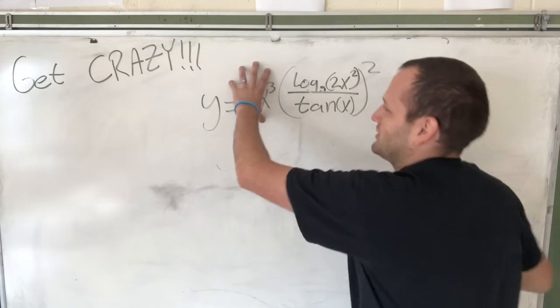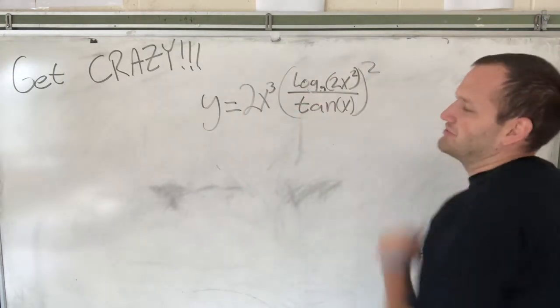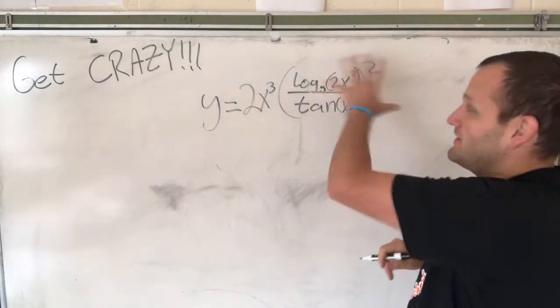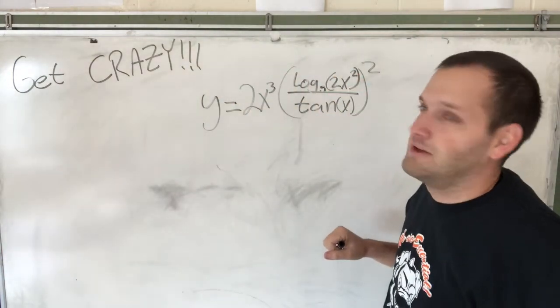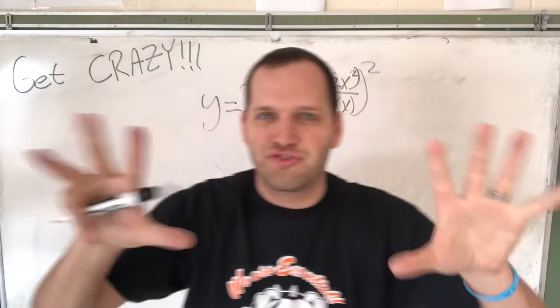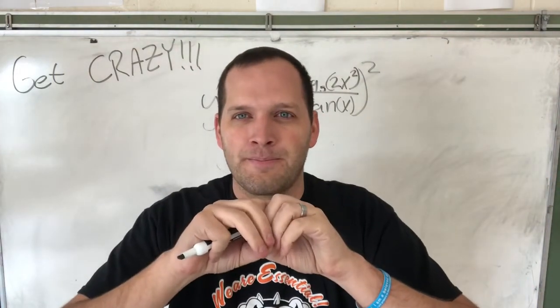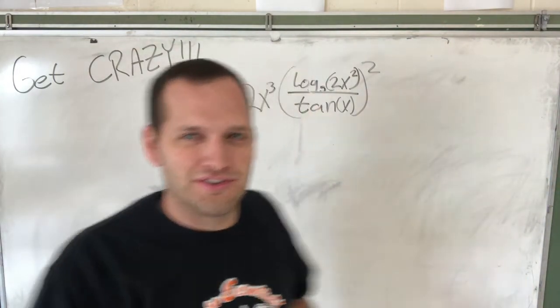So over here we have a chunk. Over here we have another chunk. Inside of this chunk, there's more stuff. But basically right now, there's just 2 chunks. If there's 2 chunks and they're being multiplied, if there's 2 functions and they're being multiplied, that is the product rule. We're going to start with the product rule.